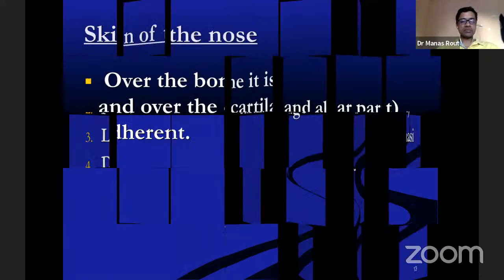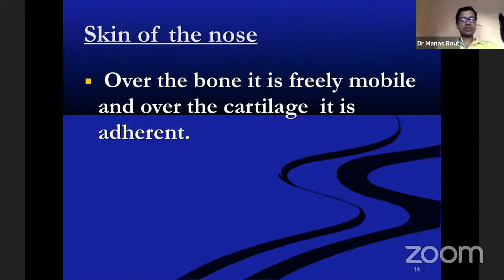And next, skin of the nose. Now, the skin of the nose is different. Over the bone, it is freely mobile. Over the cartilage, it is adherent. You can feel here, it is freely mobile over the bone, and over the cartilage it is a little adherent. Okay, the skin of the nose is also important.